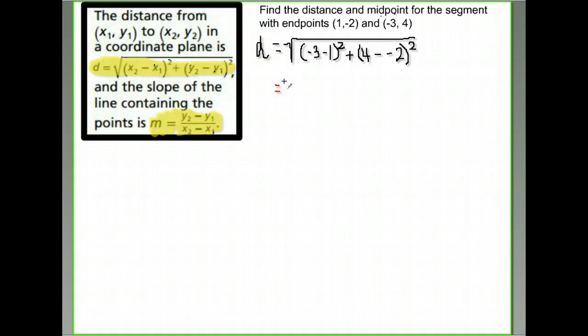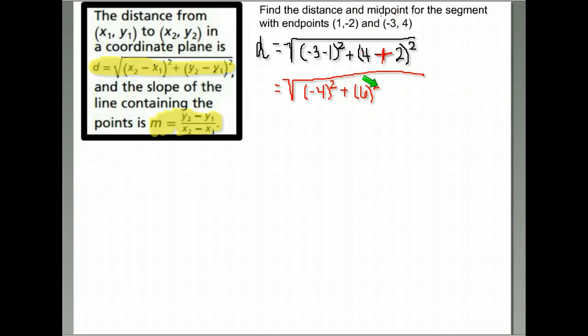The first thing you're going to do is parentheses. Looking in our parentheses, the first thing I notice is I ended up with a minus a negative. Remember our rules for math, minus a negative becomes plus. And here, -3 minus 1 is -4, and I'm going to be squaring that. Plus 4 plus 2 gives me 6 squared.